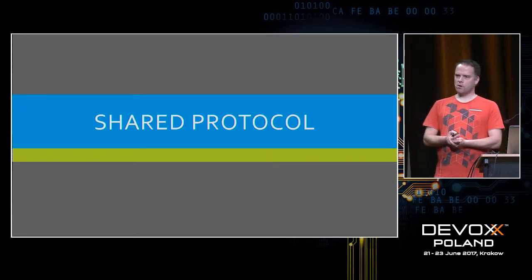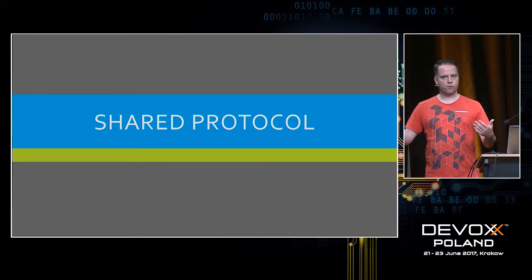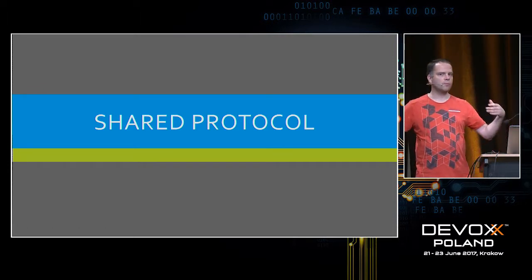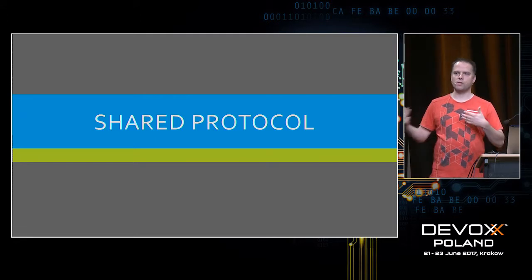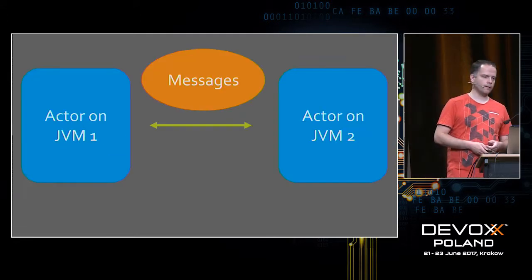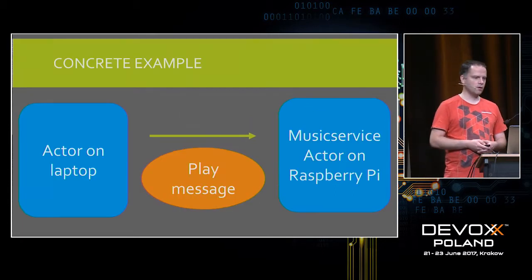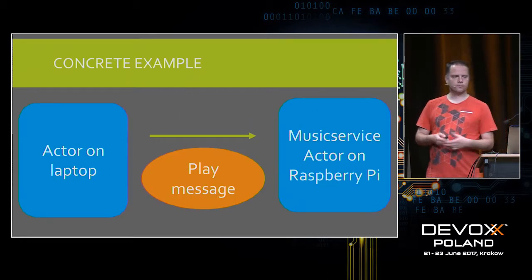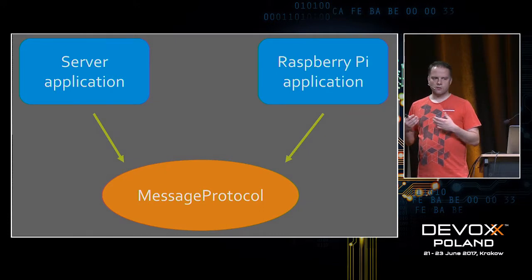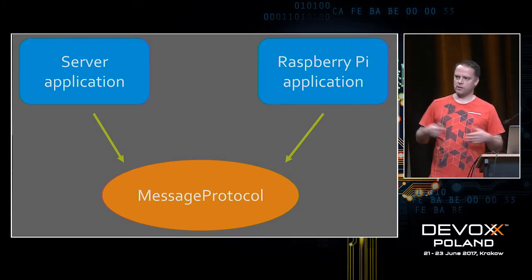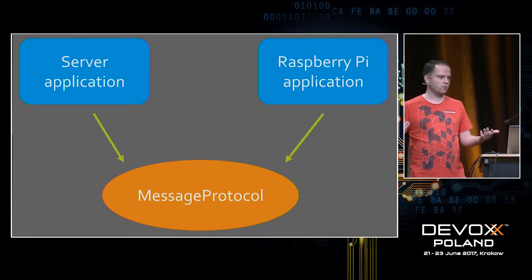One thing to keep in mind is when we send these messages back and forth, the message type needs to be understood by both parts, both by my laptop and the Raspberry Pi application. So I send these messages from one JVM to the other JVM, for instance, the play message. So what I could do is define the play message in both applications and basically make duplicate code for it. That's one solution.